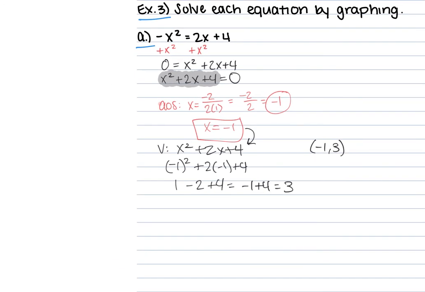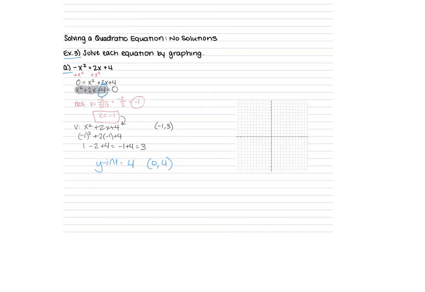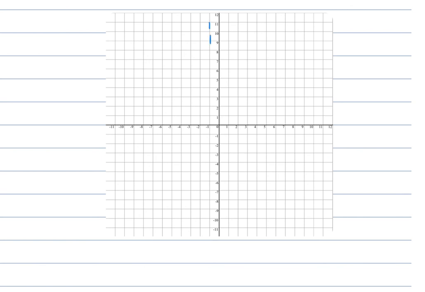And then last but not least, let's go ahead and get that y-intercept. My y-intercept is just my c value, which is 4. So my y-intercept is 4. It's going to intersect at (0, 4) with the y-axis. All right, so x equals negative 1 is this vertical line that goes all the way down. Negative 1, 3 is my vertex, and 0, 4 is my y-intercept. There's also a point over here because the axis of symmetry is symmetrical, and we draw our parabola.